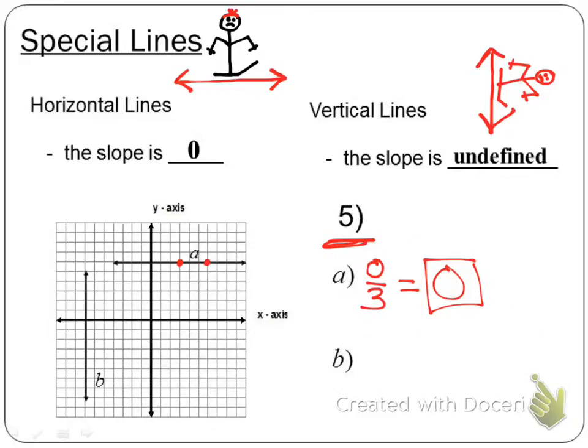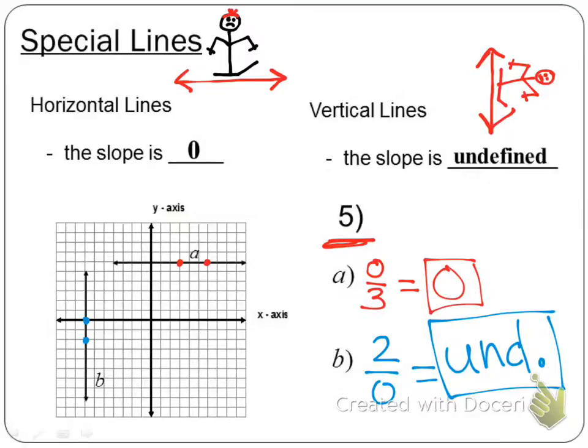Okay, let's see how it will work on B. Line B is over here. I'm just going to pick 2 random points. What is my rise now? 2. What is my run? 0. You cannot divide by a 0. It is not mathematically possible. It does not give you an answer. This is undefined.